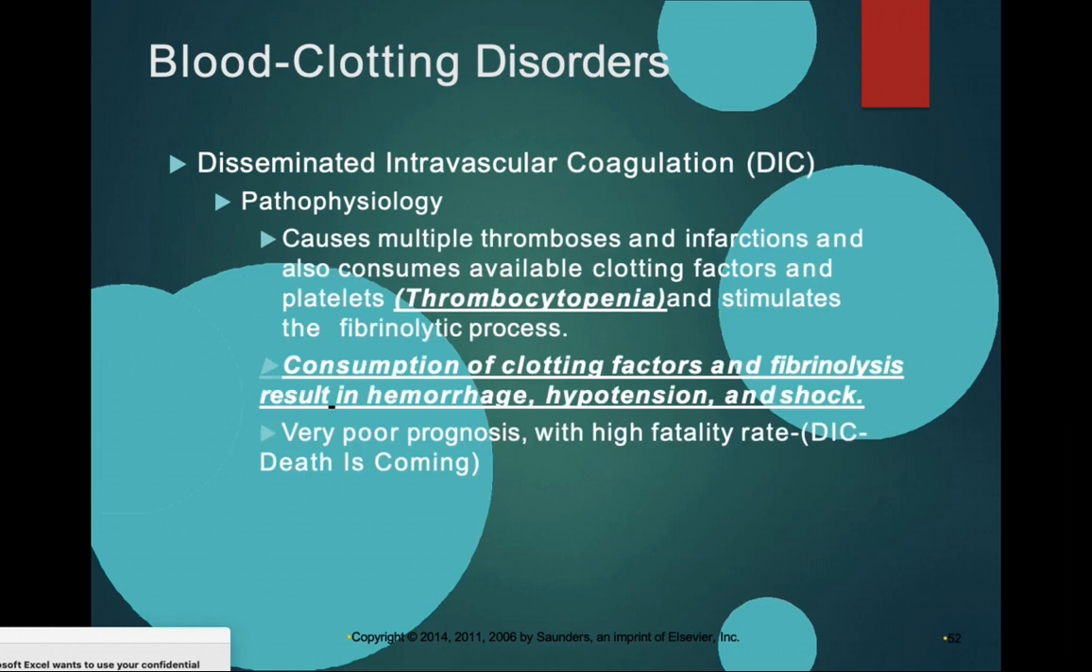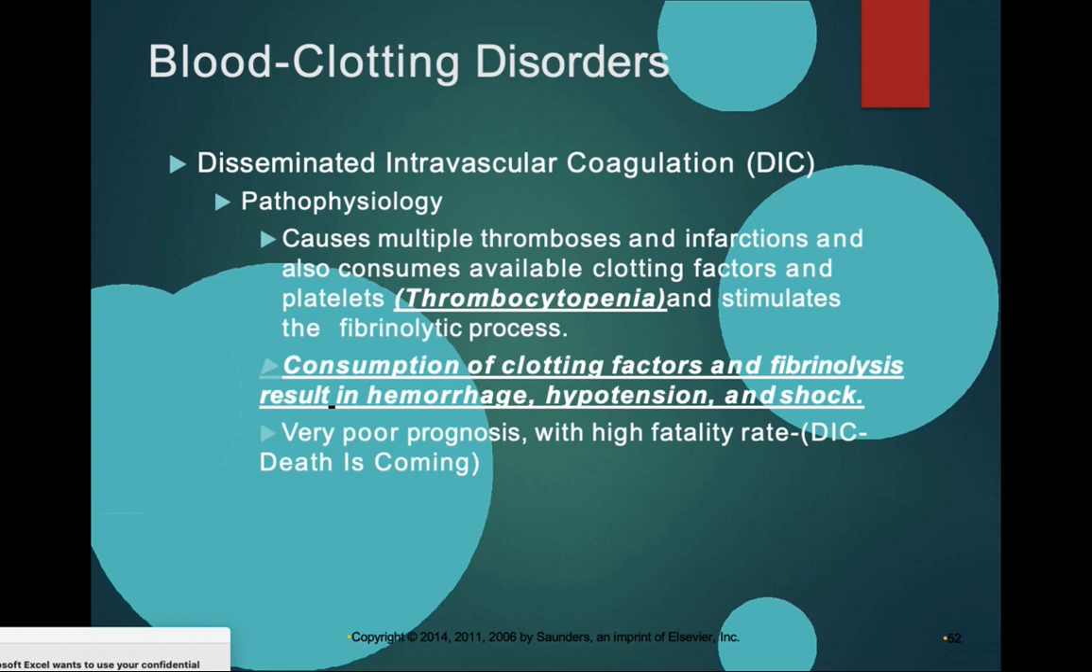The causes multiple thrombosis and infarctions, and also consume available clotting factors and platelets, and stimulates the fibrinolytic process. So you've got consumption of the clotting factors and fibrinolysis. So if you've got consumption of the clotting factors and you've got fibrinolysis, so it's starting to break down the fibrin that's laid down, it's going to result in a hemorrhage.